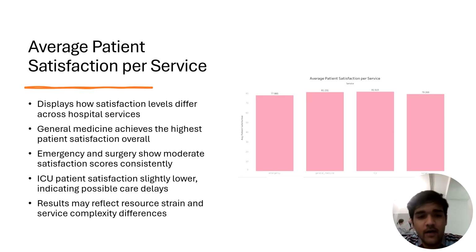Moving forward, here we can see the average patient satisfaction for each service. General medicine has the highest satisfaction, which may reflect lighter workloads or more routine care. Emergency and surgery show moderate but consistent satisfaction scores, whereas ICU satisfaction is slightly lower, which again aligns with the earlier findings related to high demand and low morale. These results highlight how operational pressure can directly influence a patient's experience.